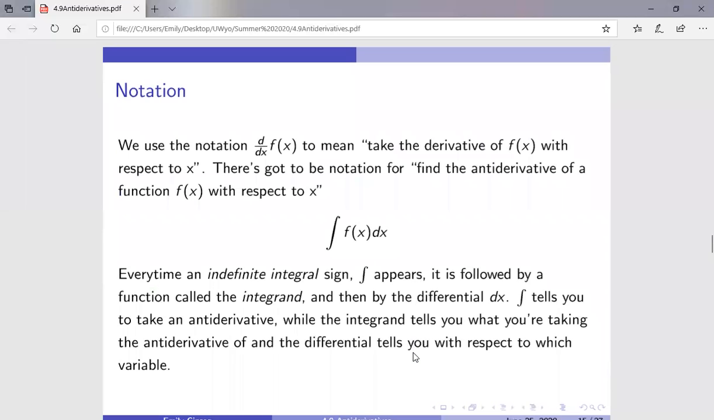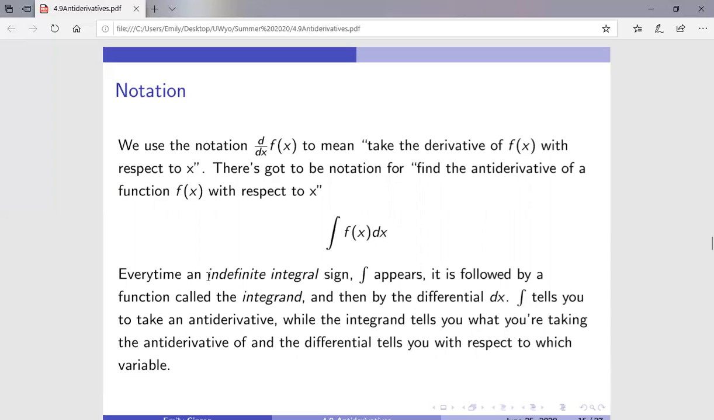So now let's talk about notation, and you'll understand why I use the term integral in just a moment. We use the notation d/dx of f of x to mean take the derivative of f of x with respect to x. So there's got to be a notation for find the antiderivative of a function f of x with respect to x. And in fact, it's these symbols right here. We have a big stretched out s, our function f of x, and then this little guy dx that you maybe remember seeing earlier in the term.